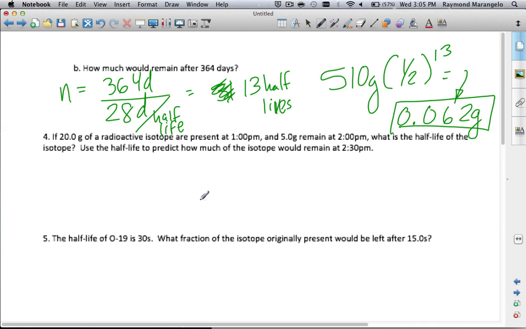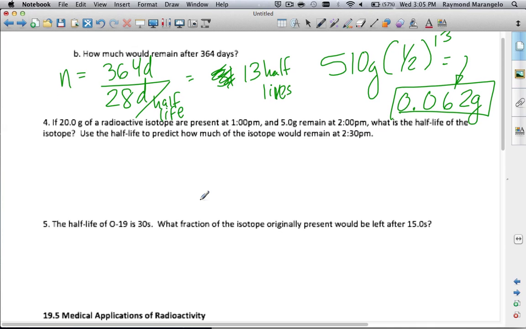All right, I think there's 2 more half-life problems, and then there's a little bit about fission and fusion. So here you go. 20 grams of radioactive isotope present at 1 p.m. and you have 5 grams remaining at 2 p.m. What is the half-life? So it goes from 20 grams and it turns into 5 grams over the course of 60 minutes.